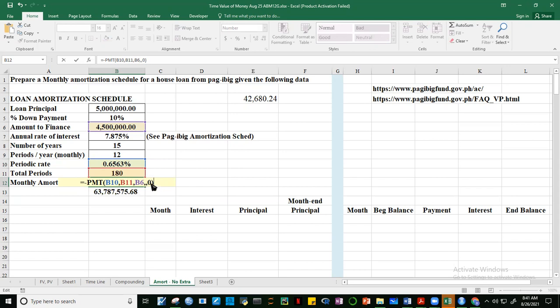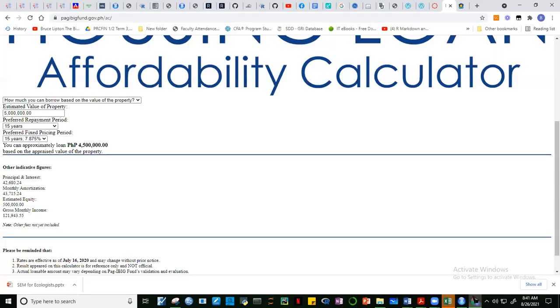Or sabi ko nga kanina, pwede rin tanggalin na itong 0 at saka yung dalawang commas. No? Excel will read both as 0. Okay, so this is the correct formula. Enter. Okay, so what do we get? 42,680.24, which is exactly the same as yung sa Pag-IBIG. Okay, so now we know, guys, kung saan galing tong 42,680.24 na yan.